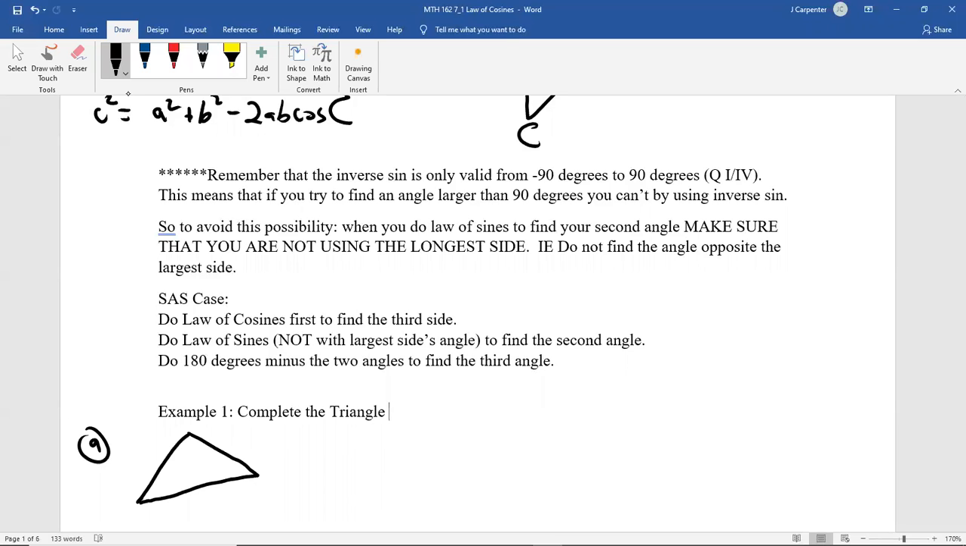I'm going to call this side C. I'm going to call this angle 32 degrees. This side length will be 10, and this side length will be 12. I didn't have to call that side length C. I could have called it A. I could have called it B. I'm just choosing to call it C, because that's how I'm going to use my formula.